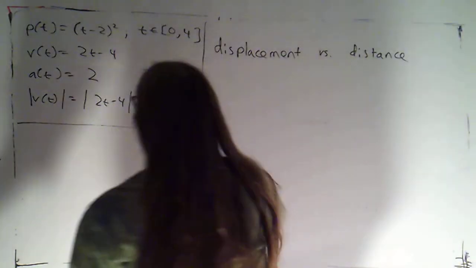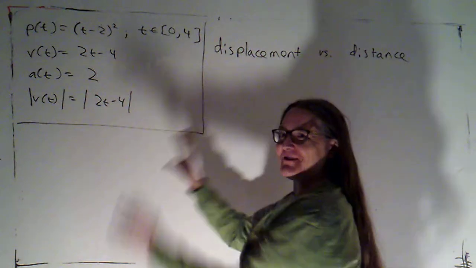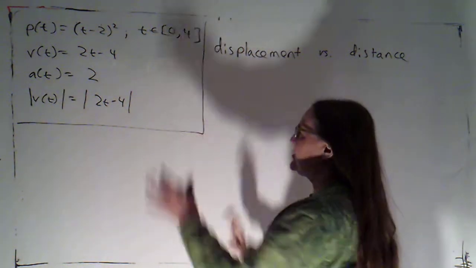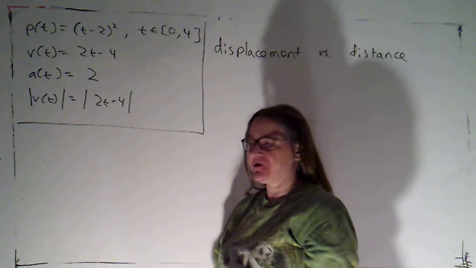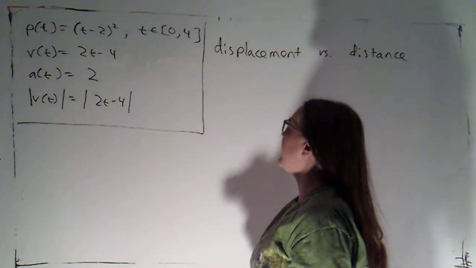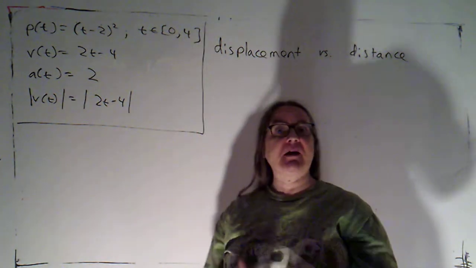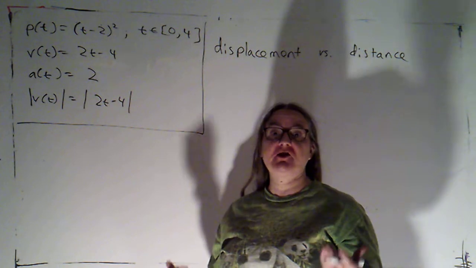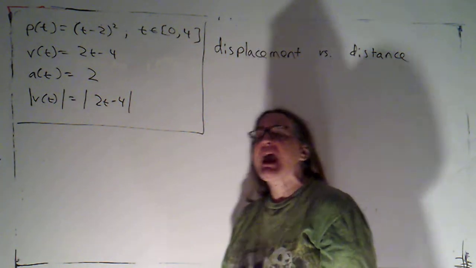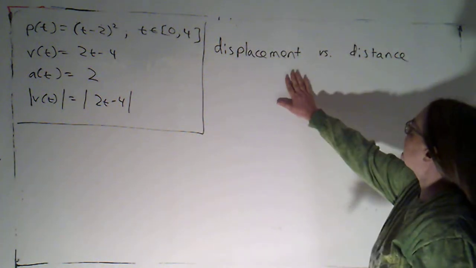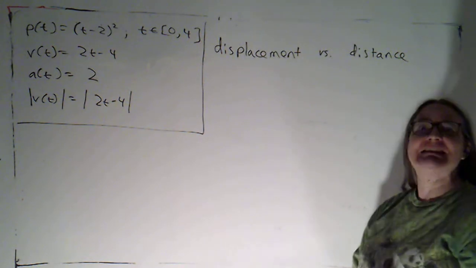We've got up on the board the four functions that we're using to describe the position and the behavior of our particle that is moving with respect to time. I'm going to just remind you we're measuring time in seconds and position in meters. Okay, and the first thing I want to take a look at is the difference between displacement and distance.